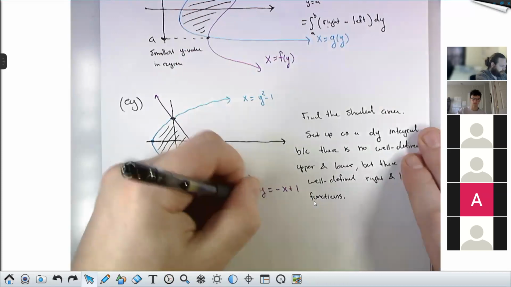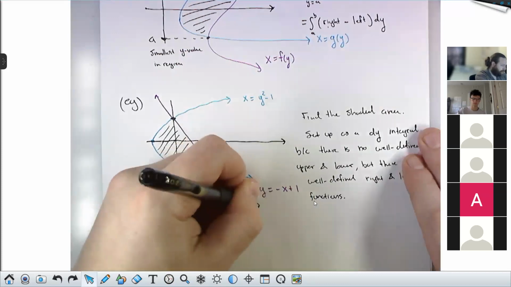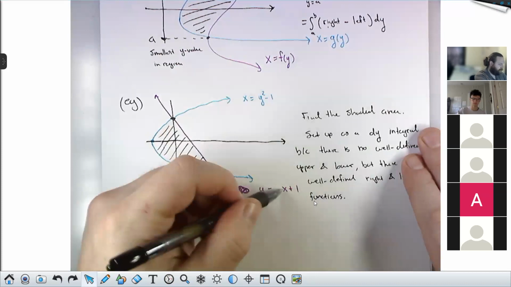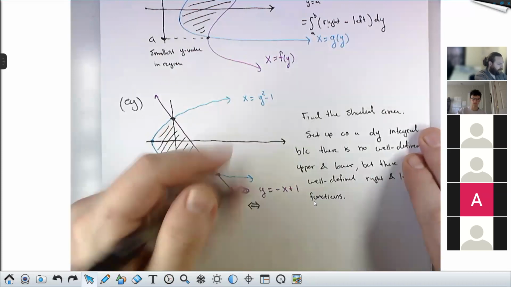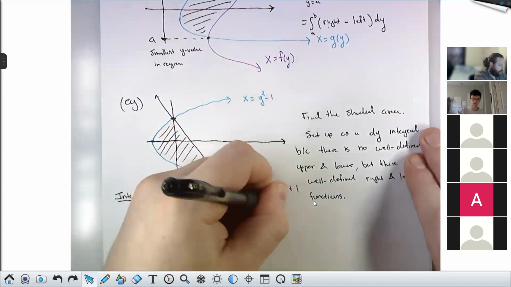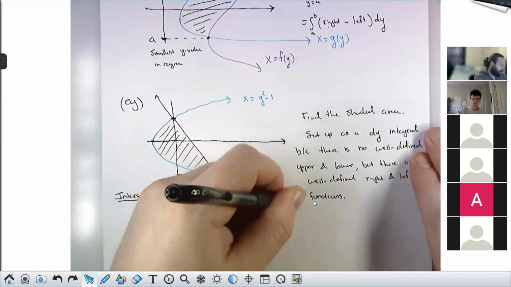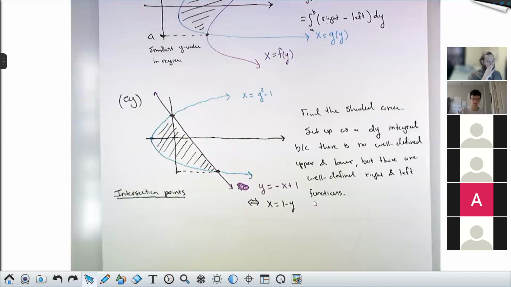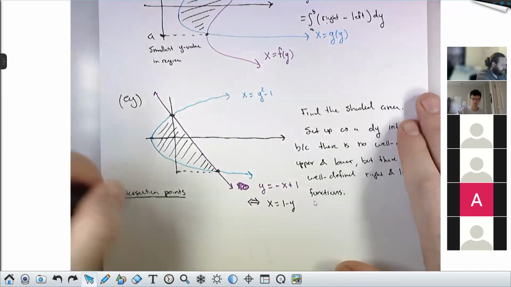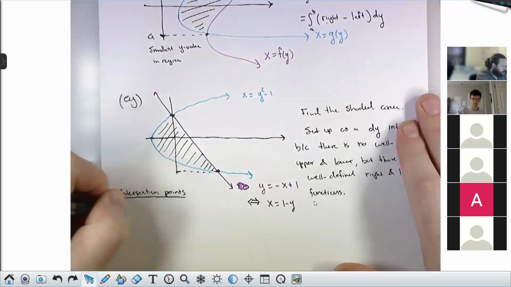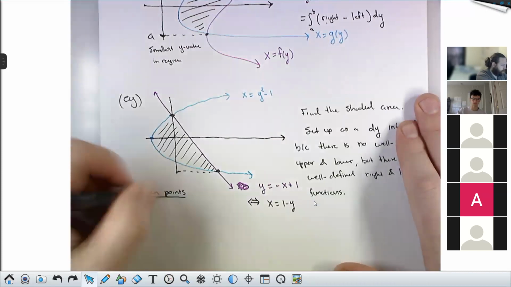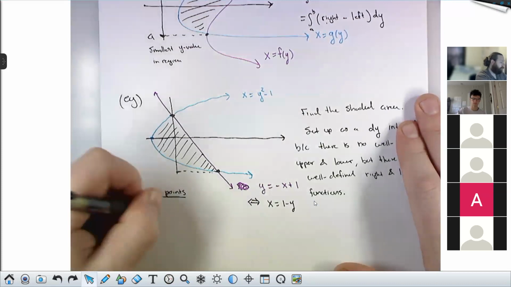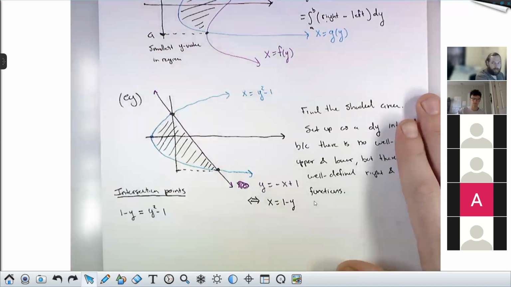So let me begin here. I can add x to both sides, and then I get x plus y equals 1. And then I can subtract y from both sides, and I get x equals 1 minus y. So the purple curve can be re-expressed as x equals 1 minus y. And then to find my intersection points, I will set 1 minus y equal to y squared minus 1. Set the two functions equal to each other.